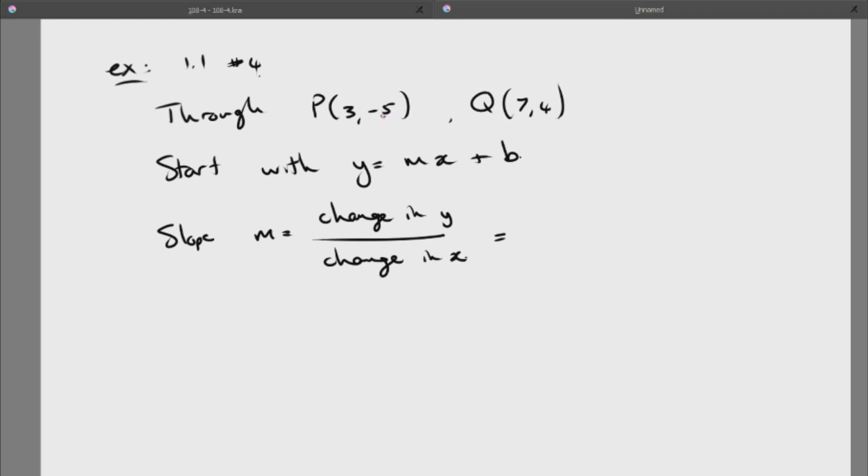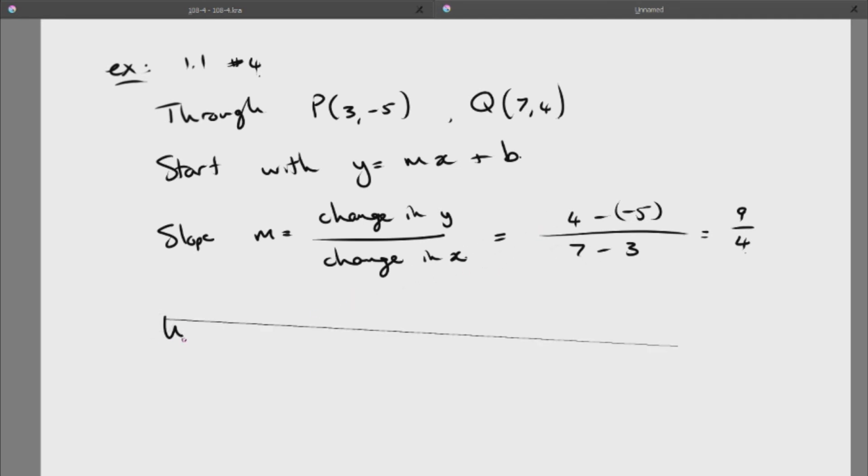Well, let's do the x one first, because they're all positive. 3 to 7 is a change of 4, because 7 minus 3 is 4. So it's the end minus the beginning. So the change in the y values will be the end minus the beginning, and I get 9 over 4. You can write that 9 over 4 in any way you want, but I like to leave it as an improper fraction, because maybe in the future I have to interpret it.